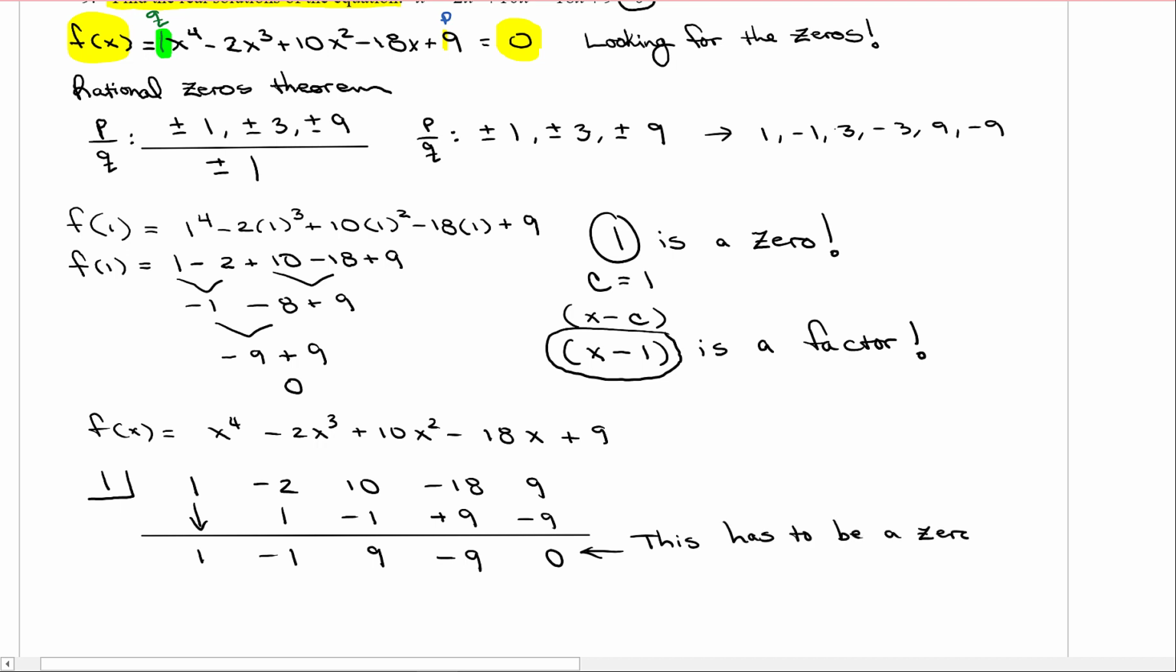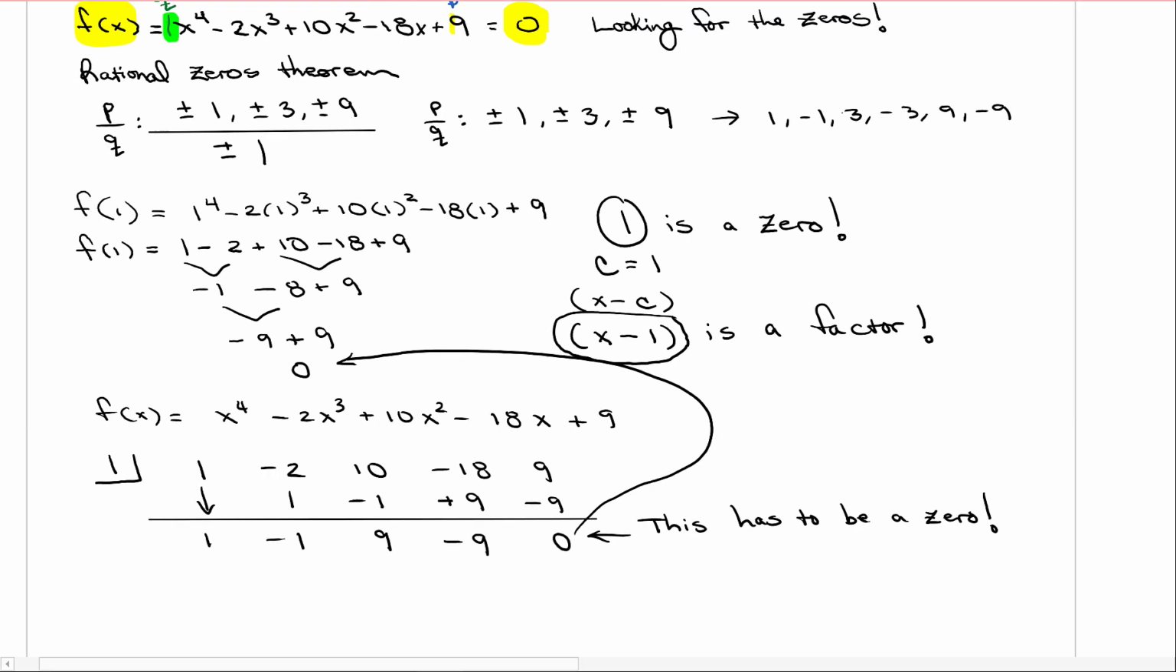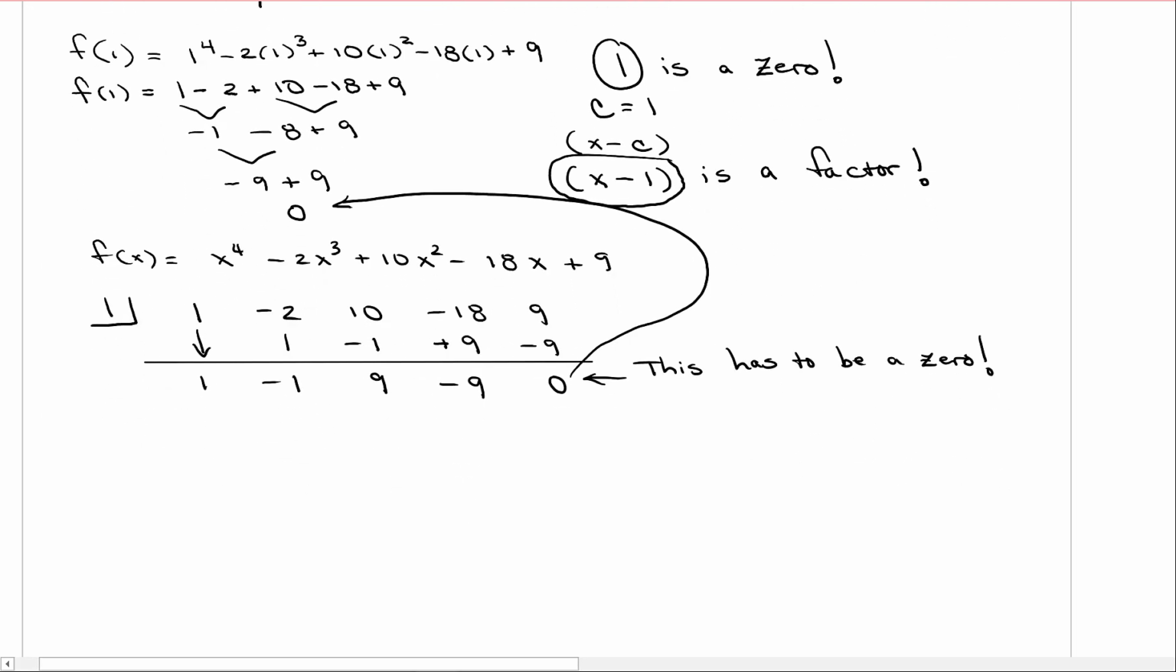This has to be a 0 because we got a 0 up here for f of 1 equal to 0. You better get a 0 here at the end when you're using synthetic division, or else that means you made a mistake if you don't get a 0 for both of these.